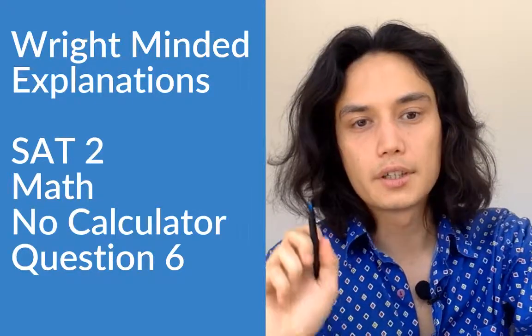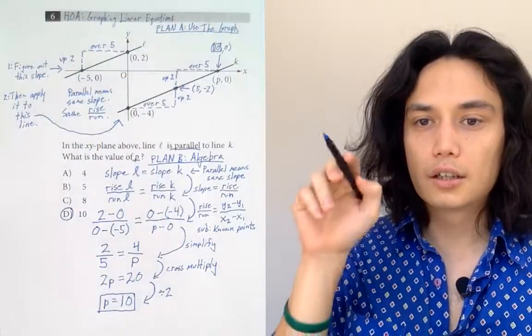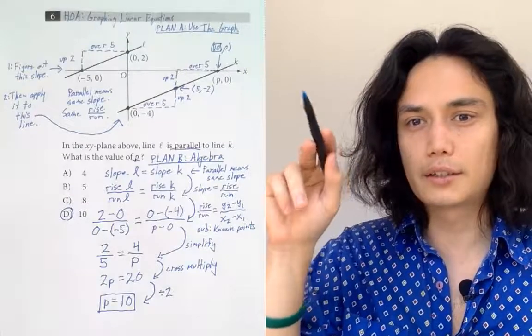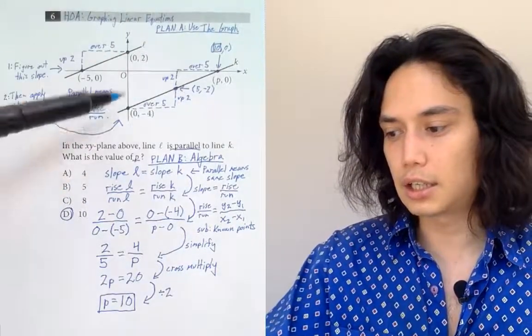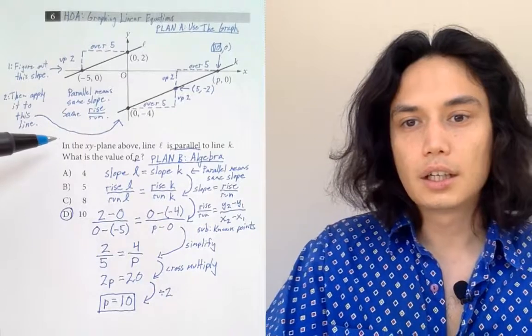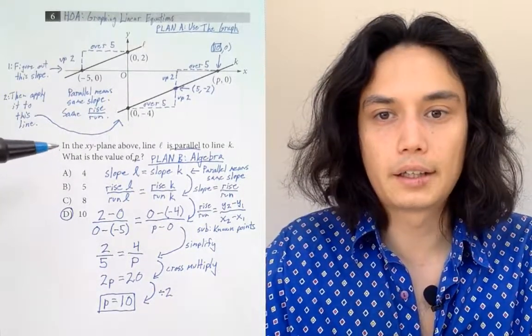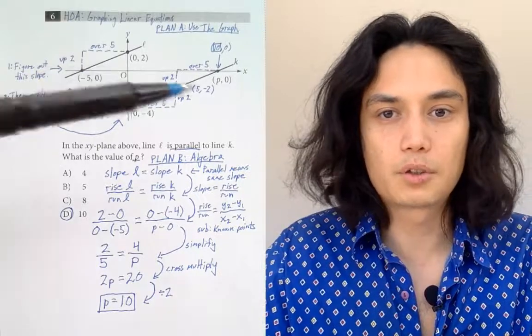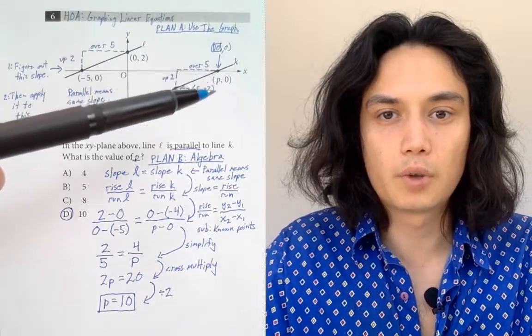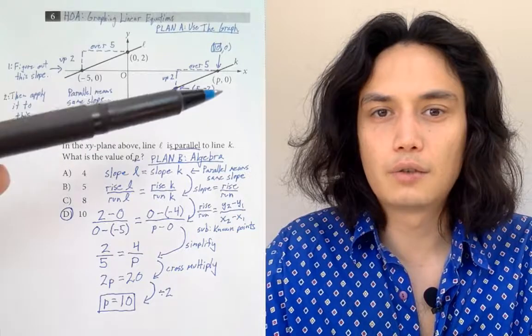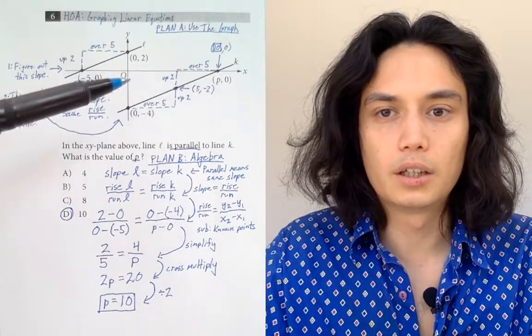Question number 6. Look at this graph. There are two lines, a line L and a line K, on the XY axis. It says, in the XY plane above, line L is parallel to line K. What is the value of P? Well, where's P? Oh, here's P. We're wondering what the value of P is. I guess it's like, how far over on the x-axis are we up here?